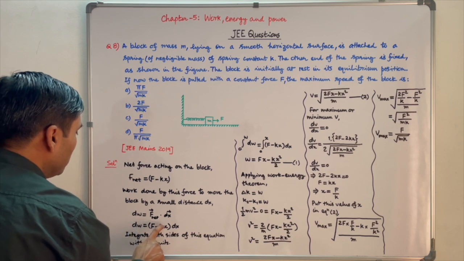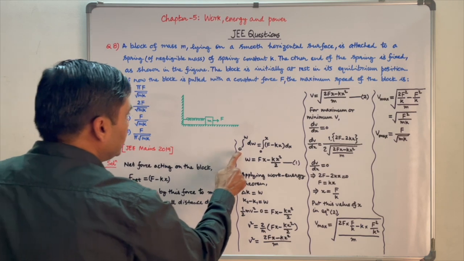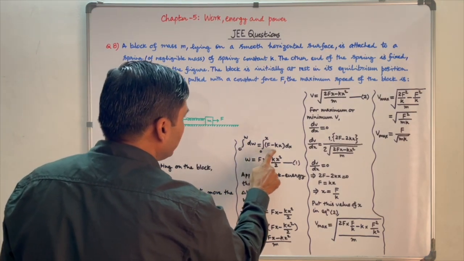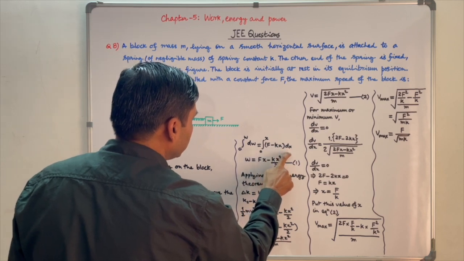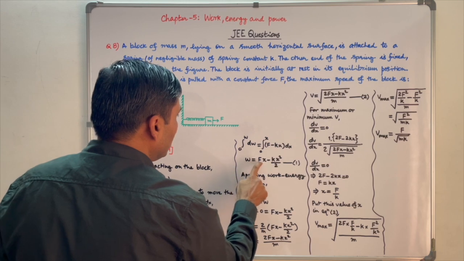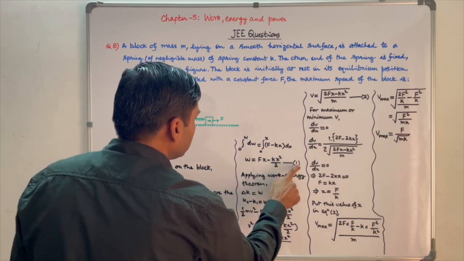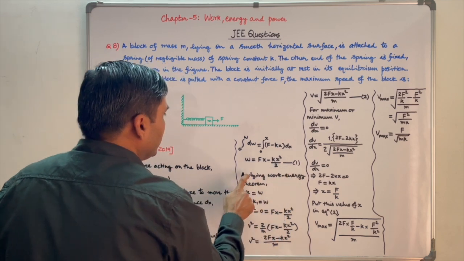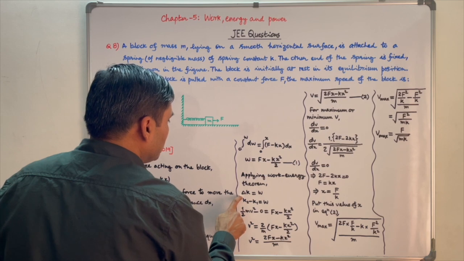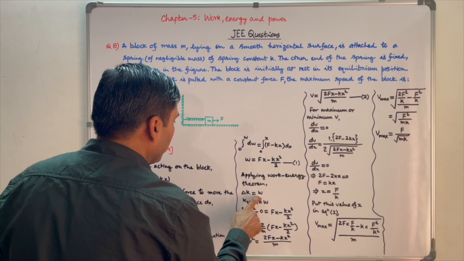We can integrate both sides of this equation within limits. So we get integration of dW from 0 to W is equal to integration of (F minus kx) dx from 0 to x. This gives W equal to Fx minus kx squared by 2. Suppose this is equation number 1. We can apply the work energy theorem. So change in kinetic energy of the block is equal to work done by the net force on the block.